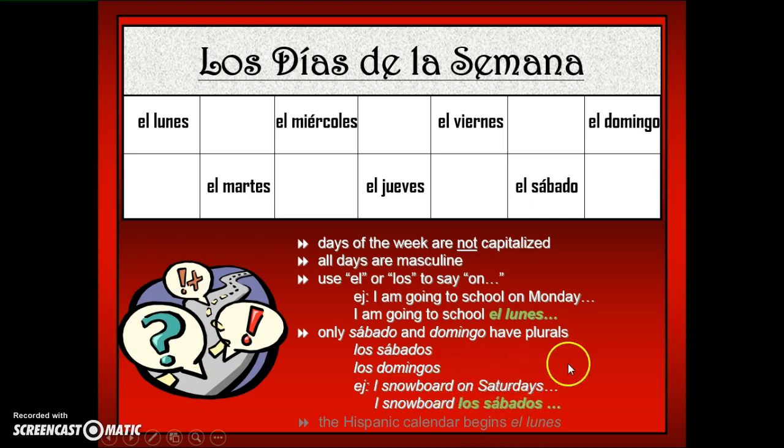Also something you should notice, the Hispanic calendar begins with, have you noticed, el lunes. I believe I've mentioned this to you before. If not, I am now. The Spanish calendar begins with Monday, not Sunday like we're used to, so keep that in mind. Even on my calendar in my classroom, you'll notice that, okay?